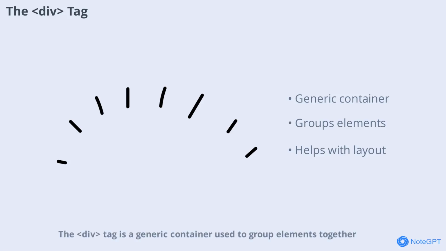The div tag is a generic container used to group elements together. It doesn't add any styling by itself, but it's useful for organizing your layout and applying CSS styles. Use div to structure your page into sections or to wrap related content.